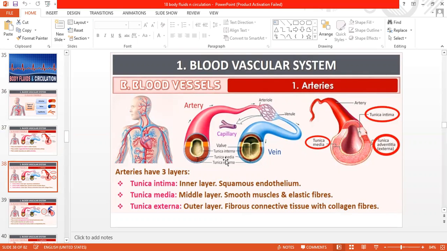These 3 layers are also present in veins. But the middle layer, the tunica media, is thicker in the artery, which makes the walls of the artery thick. And in veins, this tunica media is thin, which makes the walls of the veins thin.